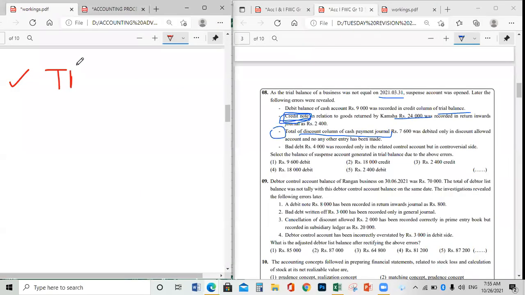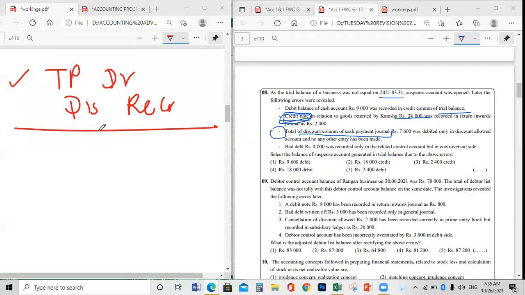Trade payable debit, discount received credit. Discount received is credit. This is the correct double entry to record discount received. That is 7,600, 7,600. What is the mistake they have done? How have they recorded? Anyone? Tell me the mistake they did.